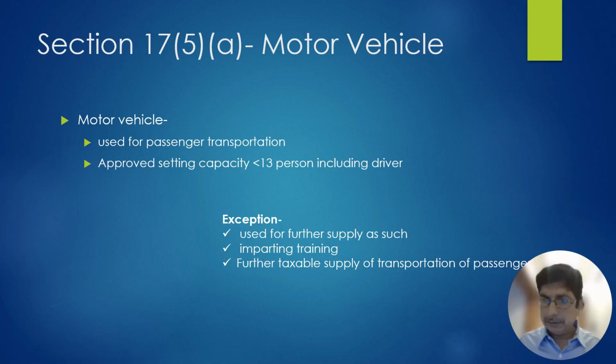Second, for imparting training, there are certain schools which teach how to drive that motor vehicle. The GST credit is available. Third, when it is used for further taxable supply of transportation of passengers. It means that the motor vehicle is used for transportation of passengers on billing basis. In that case, GST credit is available on the motor vehicle.